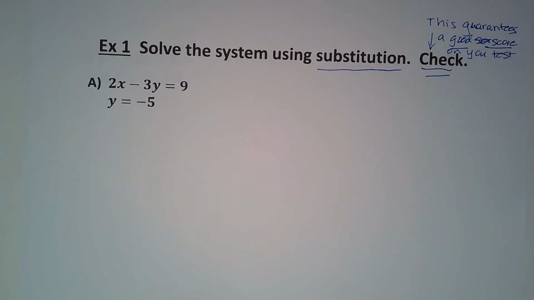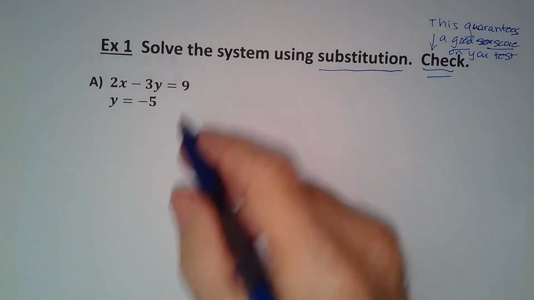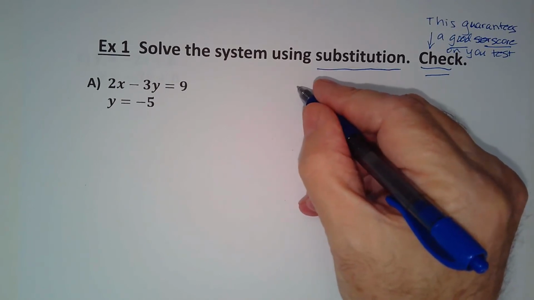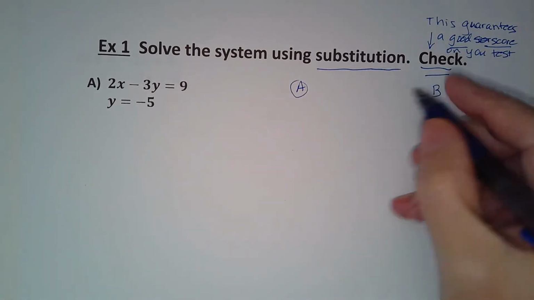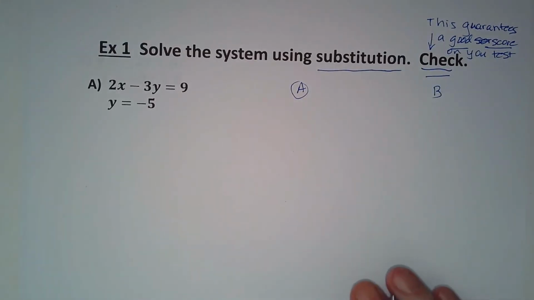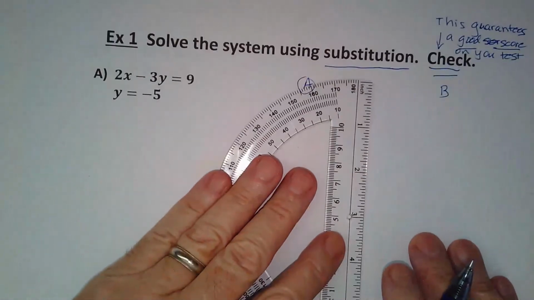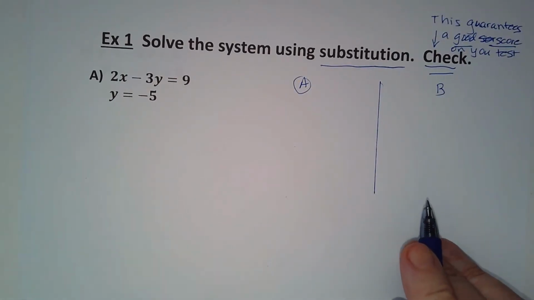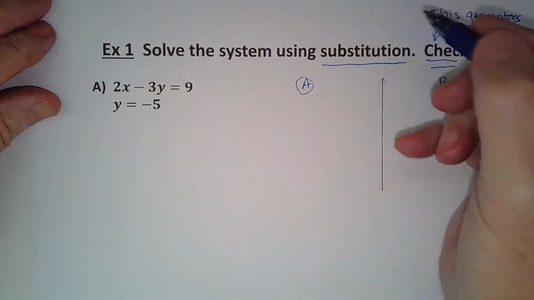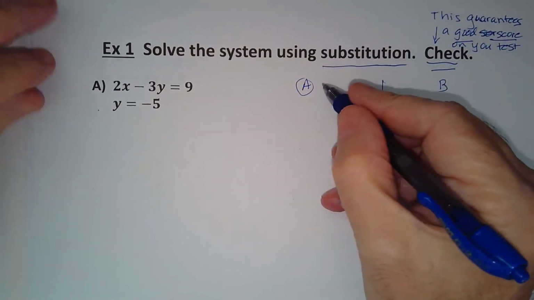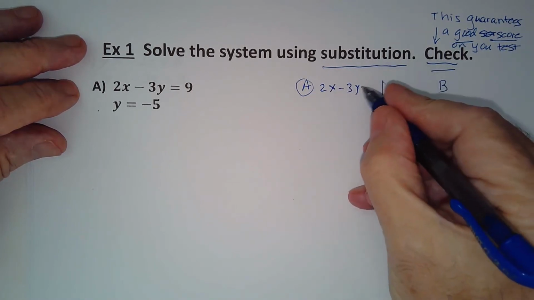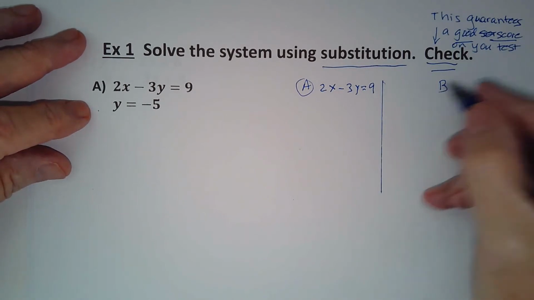All right. So we've got two equations here. I label the first one as equation A and the other one as equation B, and I'm going to separate them by a line down the middle. The first one is 2x minus 3y equals 9. And the second one is y equals 5.